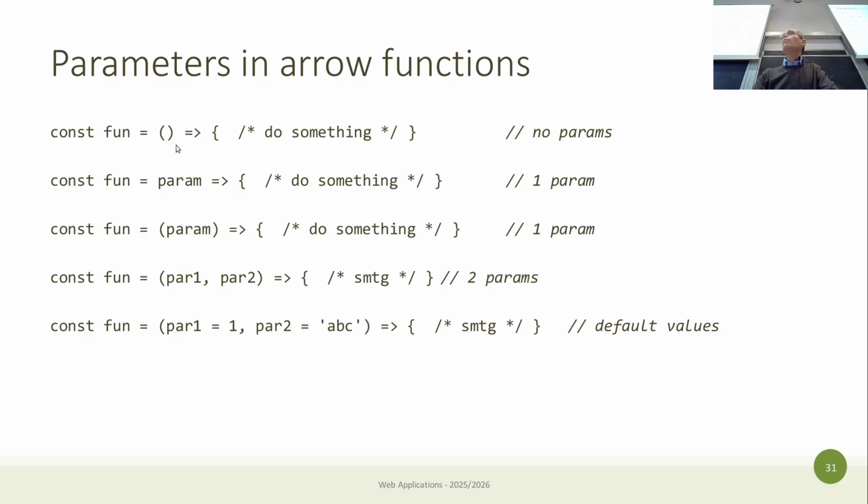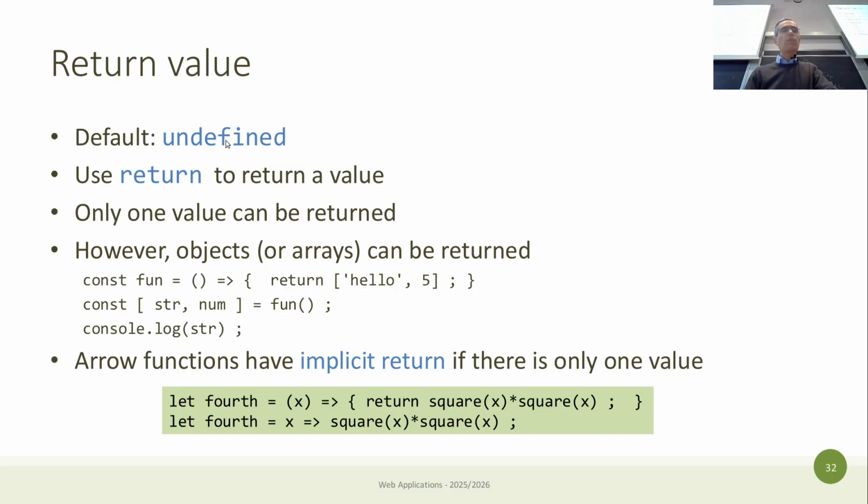If you have no parameters, of course, you need to tell there are no parameters, so empty round brackets. Of course, the syntax we saw before is valid, it's the traditional one. If you have more than one parameter, it's mandatory that you use the brackets. You can have default values, in case, a very rare occurrence.